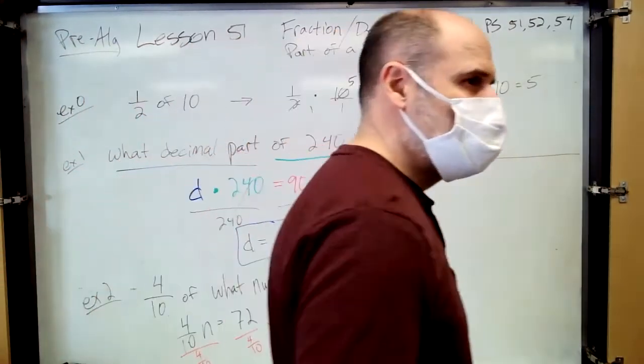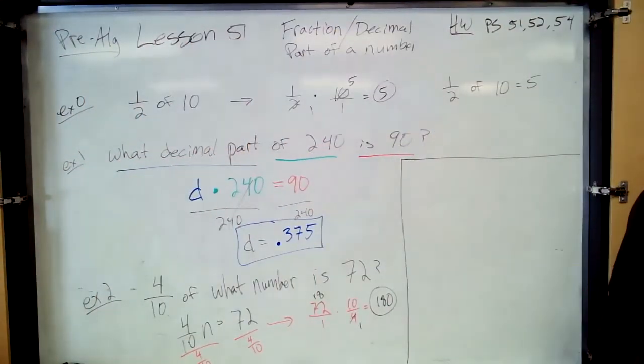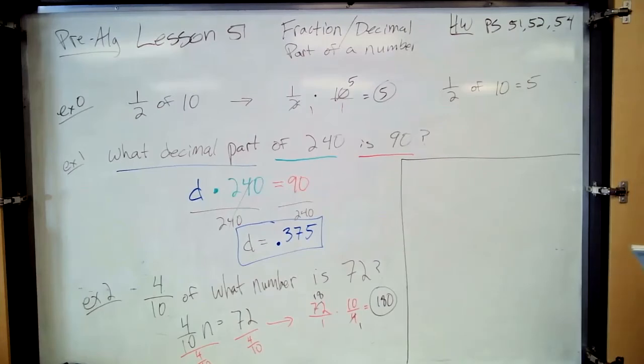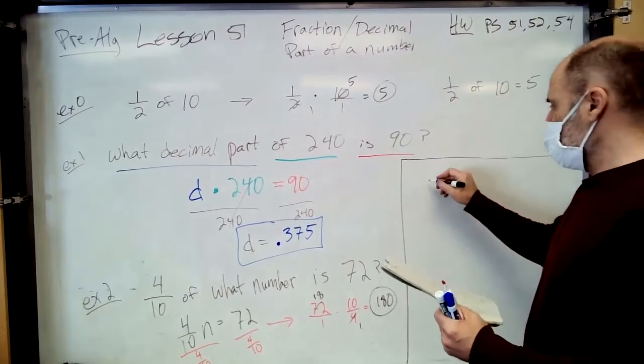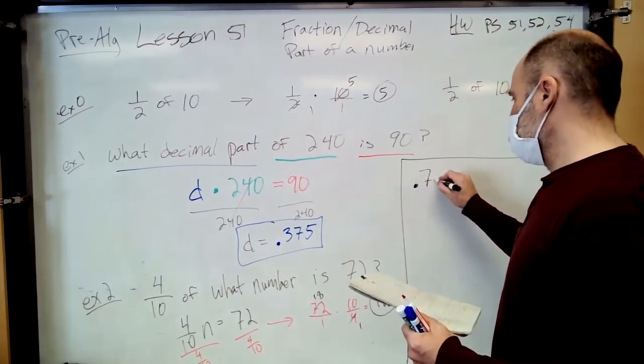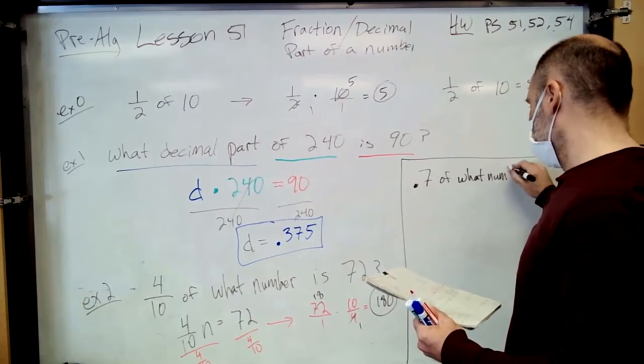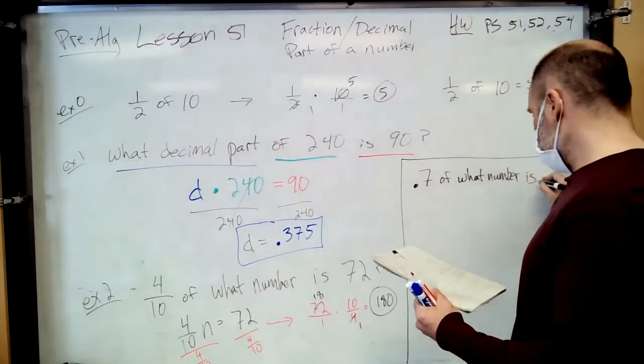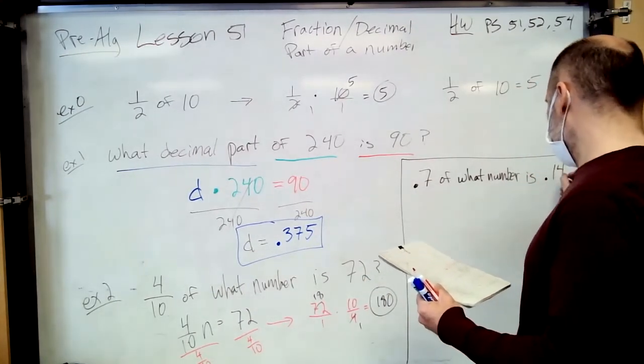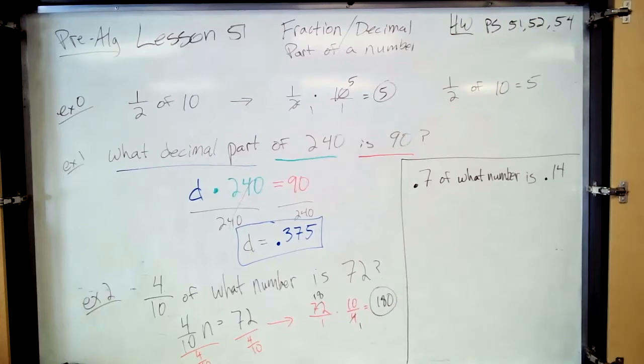Okay, here's one more. You guys want to do 1 or 2 more examples? Two. Okay, 2 it is. Let's go. 0.7 of what number is 0.14? Okay, 0.7 of what number is 0.14?